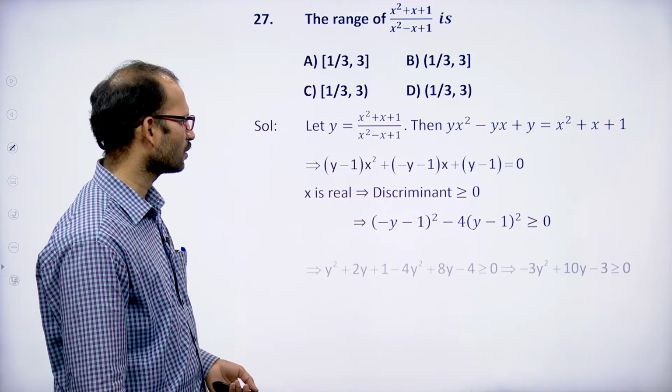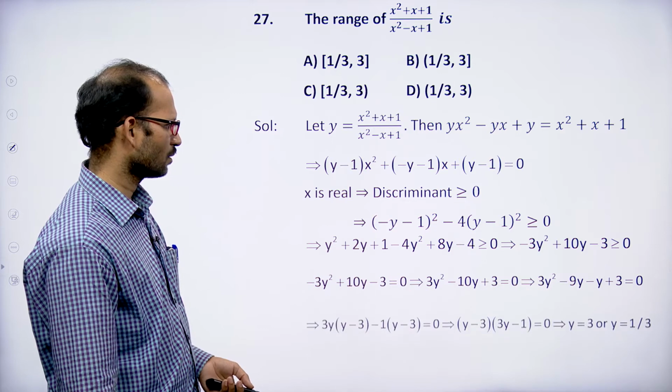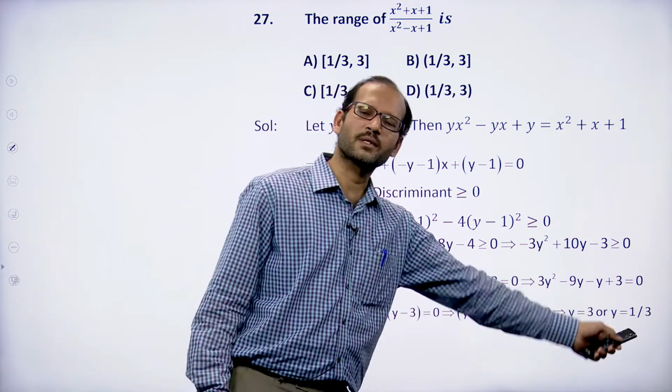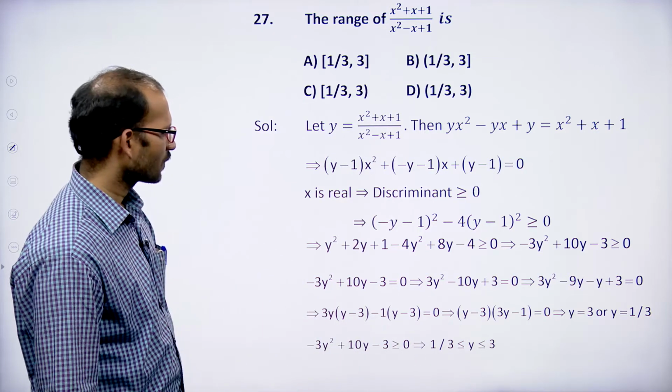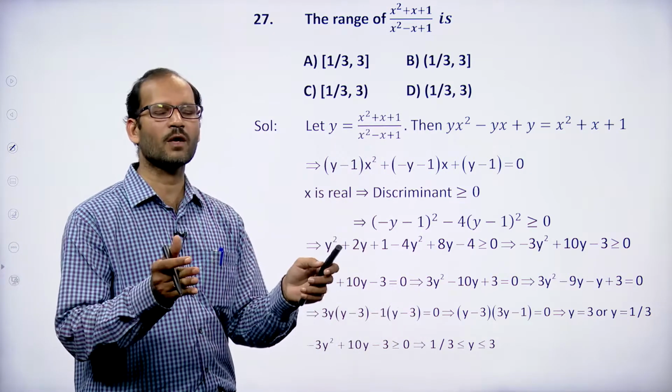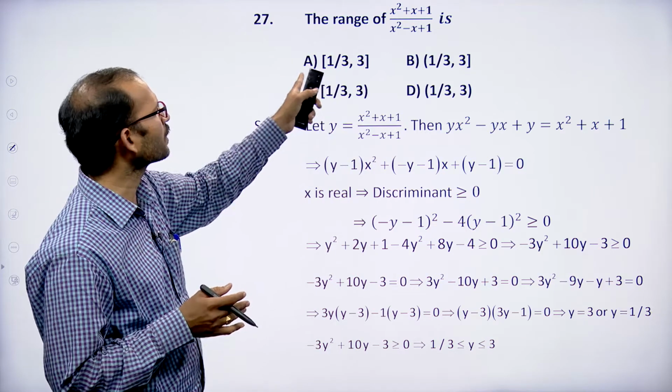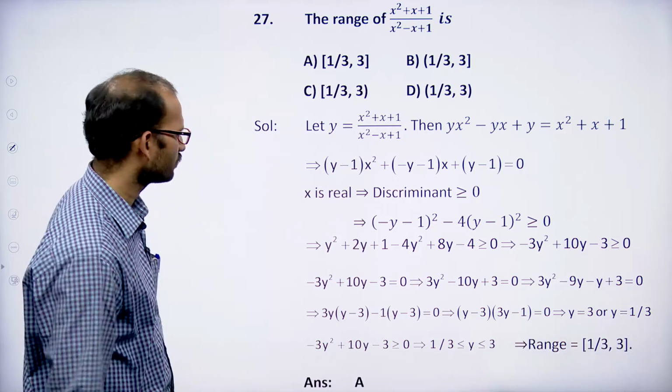Going through the procedure you will get the same answer, y equal to 3 or 1 by 3. So therefore it lies between 1 by 3 and 3. So the least value is 1 by 3, maximum value is 3. So the range is [1/3, 3]. So A is the answer.